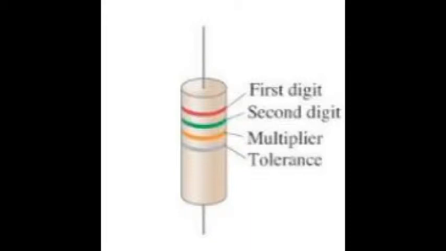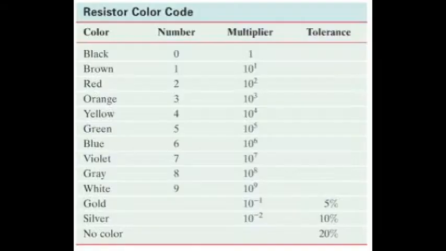So the first two digits represent the value of the resistance. The third color represents the multiplier of the resistance, and the fourth represents the tolerance. So here's a table for the color code that is universally used for resistors. And take this one into account.